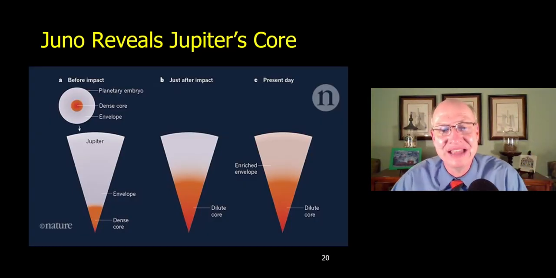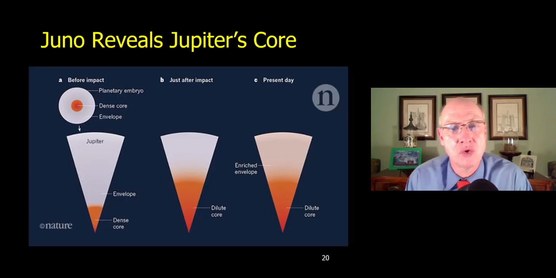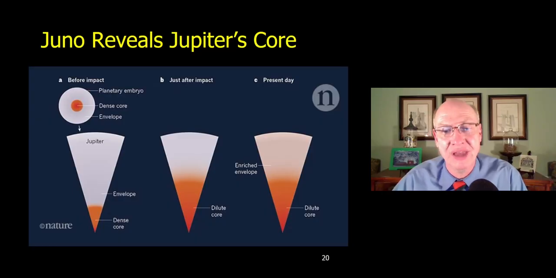So what we have inside Jupiter today is that dilute core and an enriched envelope here that has more of those heavy elements in it than we had expected. But in any case, that is the current model for the core of Jupiter. It does not appear to have a solid, dense core, and that means that you probably could start on a parachute at the top of Jupiter and parachute all the way down to the core and never reach a solid surface.